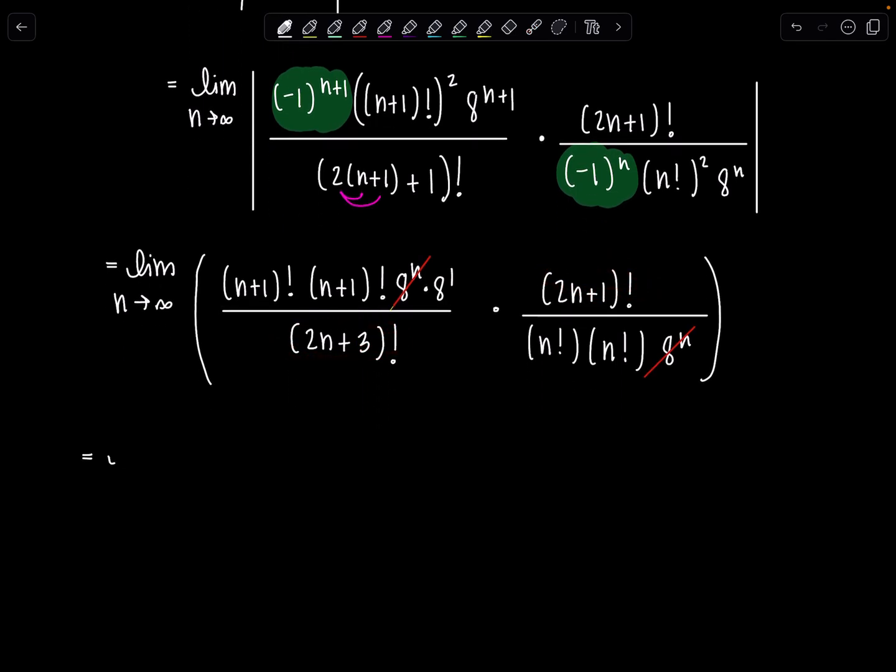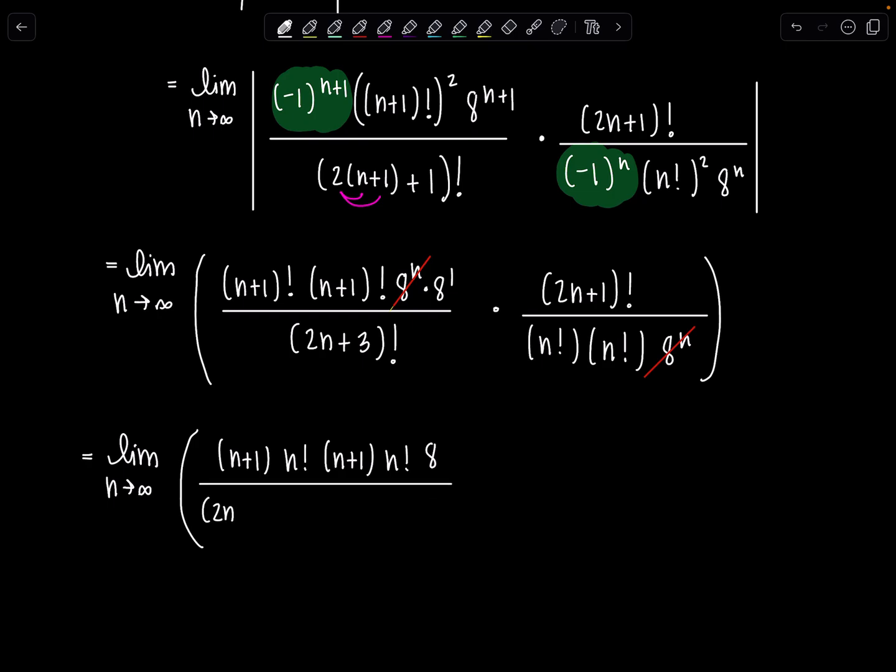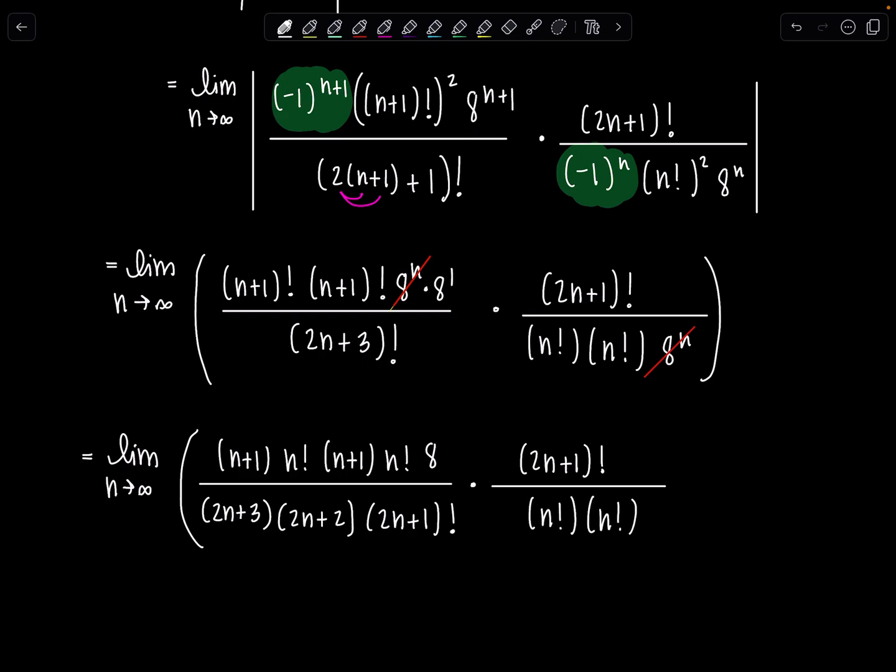So that's the one I'm going to start breaking down. So all of this is still in the limit. Don't forget to write that part. So we've got n plus 1, n factorial, n plus 1, n factorial, and 8 over 2n plus 3 factorial, that's 2n plus 3 times 2n plus 2. And then, now I stop, 2n plus 1 factorial. And then we have 2n plus 1 factorial in the numerator here, and then n factorial, n factorial.